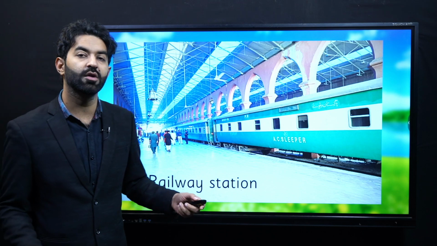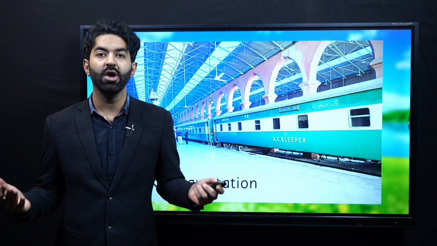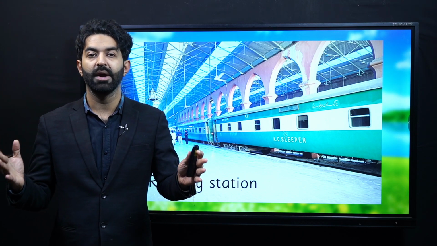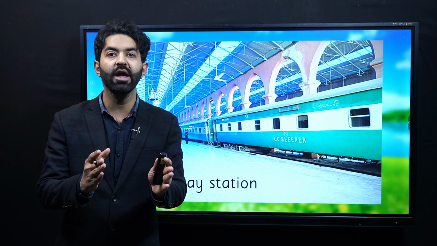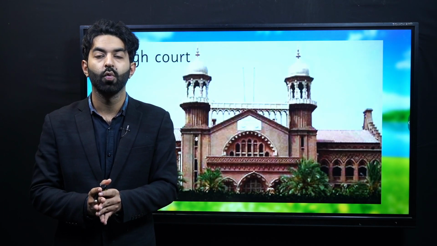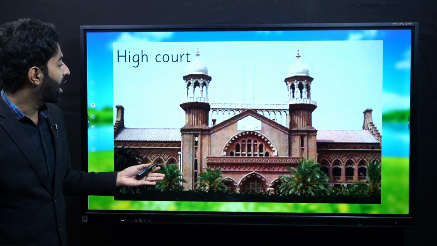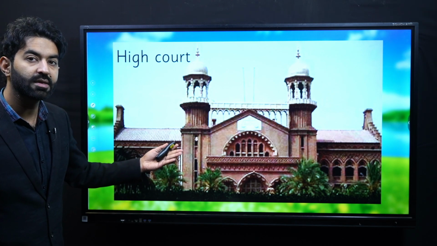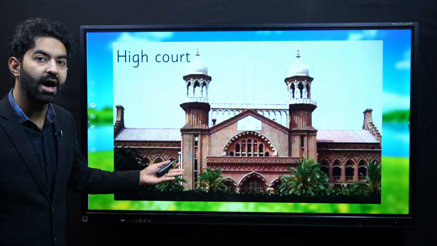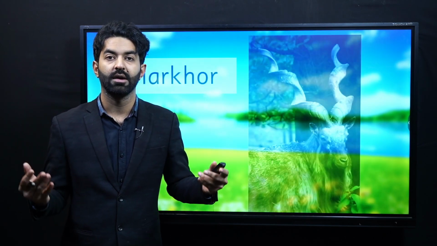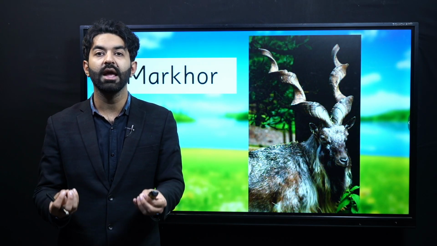This is the place where you can catch a train. You can see trains going. So this is a place made up of two words, railway station. And railway station is a naming word. Next up, we have a place called High Court. Again, this is made up of two words, High Court, and it's a place. And the word High Court is a naming word.